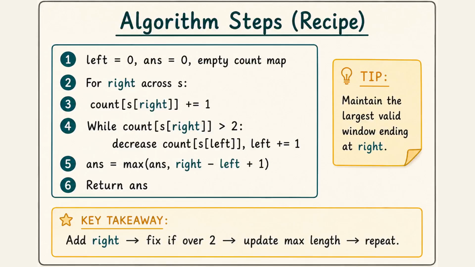Here is the recipe. Set left to 0, answer to 0, and start with an empty count map. For right across the string, add 1 to the count of S at right. While that count is greater than 2, decrease the count of S at left and move left forward. Then update answer with right minus left plus 1. Finally return answer. In short, add right, fix if over 2, update max length, repeat.